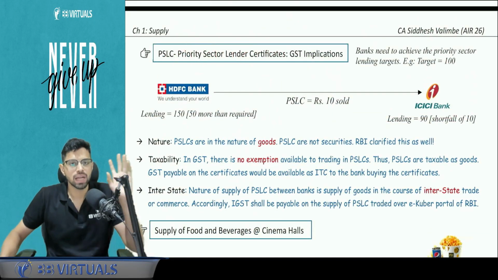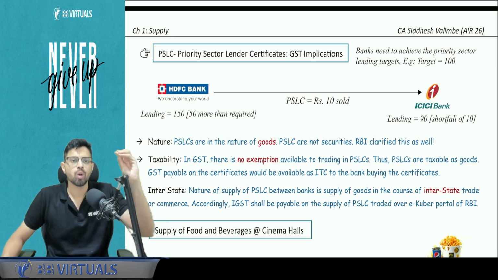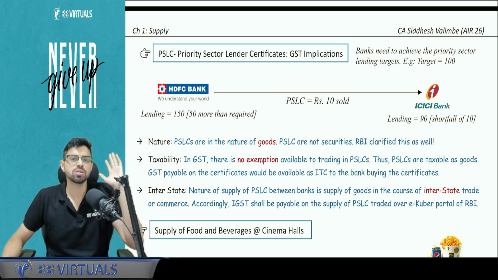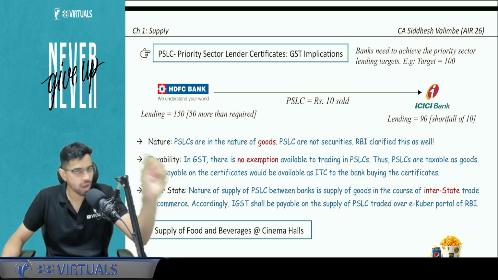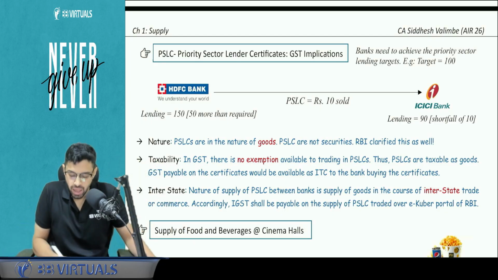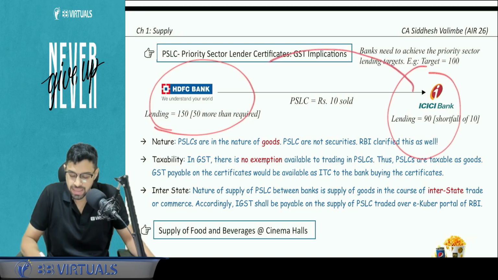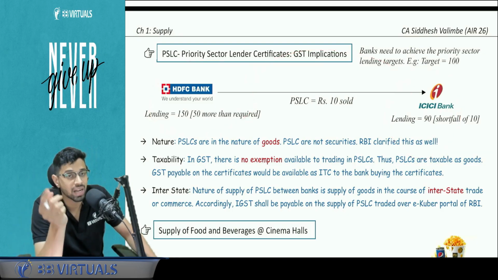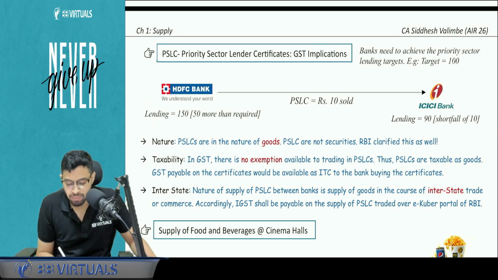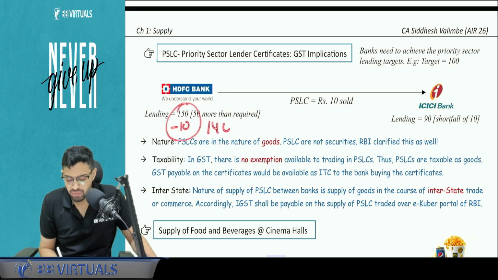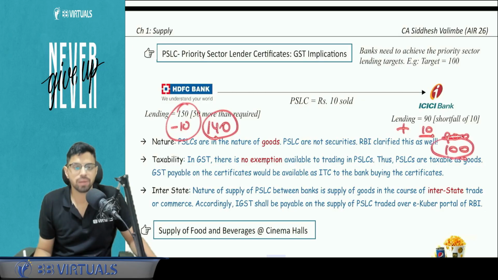What is happening? Example, government has asked every bank to provide minimum rupees 100 loans in agriculture sector. So that is a priority sector identified by government for which lending needs to happen. HDFC lending was rupees 150, so 50 more than required 100, and ICICI Bank lending was rupees 90 and less. There was a shortfall of 10. So what will HDFC Bank do? ICICI Bank can buy this priority sector lending certificate from HDFC Bank, because if HDFC Bank sells rupees 10 certificate, its net lending will be 140, which is still above the target. But if 10 is received by ICICI Bank, it will complete the target of 100. So this is allowed.